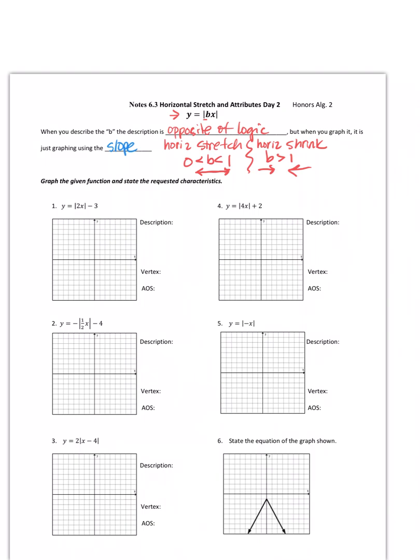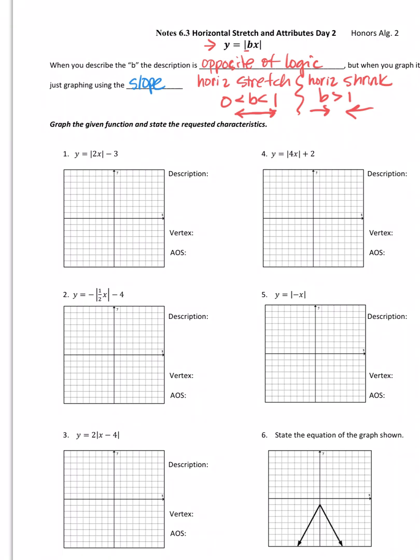It says graph the given function, state the requested characteristics. Look at this: absolute value of 2x minus 3. So what's going on here? That 2x inside, it's going to be horizontal, but it's going to be opposite of what I think. It's not going to be a stretch, it's going to be a shrink because it's greater than 1. So it's a horizontal shrink by, not by 2, but by 1/2. It's going to be the reciprocal of whatever that value is. So make yourself a note. It's always the reciprocal.